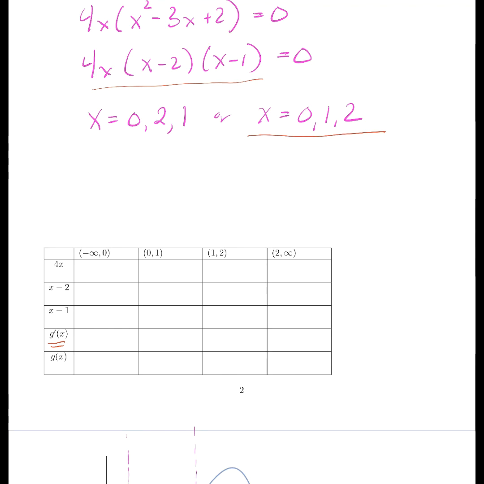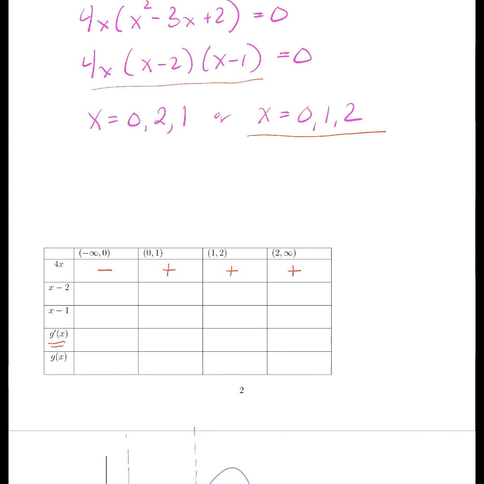Okay, so on this interval from negative infinity to 0, we're thinking about 4x. Is it positive or negative? Well, those things are all negative. Multiplied by 4 is going to give me something negative. 0 to 1, 4x, 4 times something positive. Okay, so those are all going to be positive. We have positive things multiplied by 4.